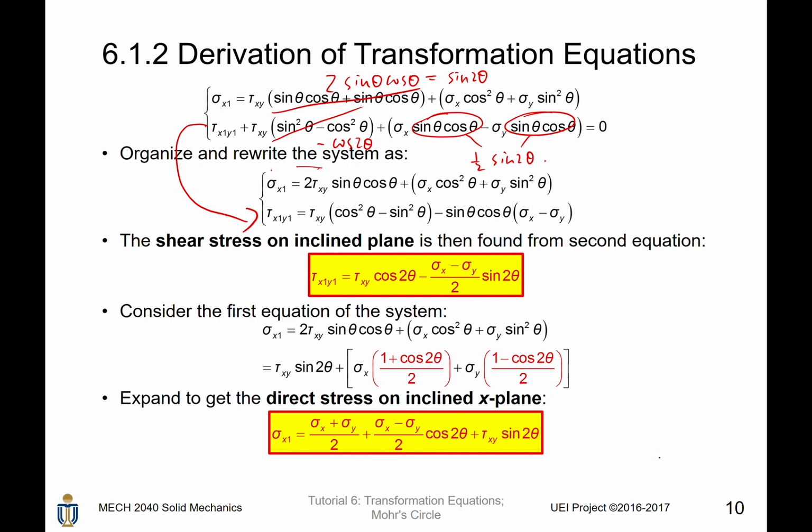Still, the first equation is not yet settled, but if we consider the first equation, then it looks like this. However, we can rewrite the cosine square theta and the sine square theta in this bracket in this form. After that, what to do is just to expand this bracket and then get the direct stress on the inclined x-plane, which is sigma x1 equals sigma x plus sigma y divided by 2 plus sigma x minus sigma y divided by 2 times cosine 2 theta plus tau xy sine 2 theta.